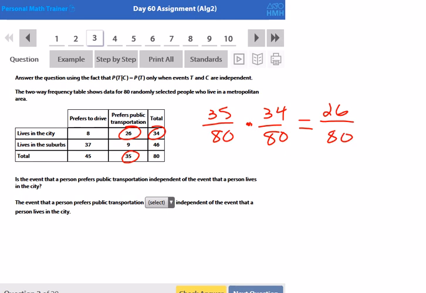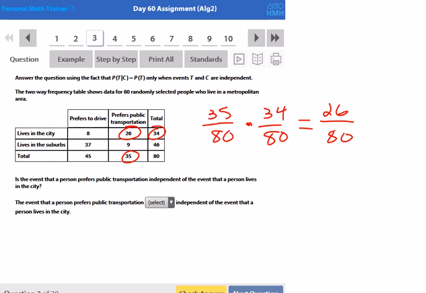Wait, that's not going to make sense. Is the event that a person prefers public transportation independent of the event that the person lives in the city? So that's 35 out of 80 times... okay. Yeah, this should be right. Let's see.